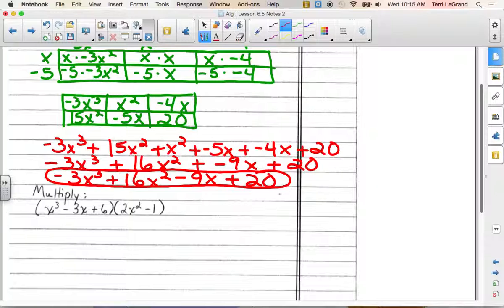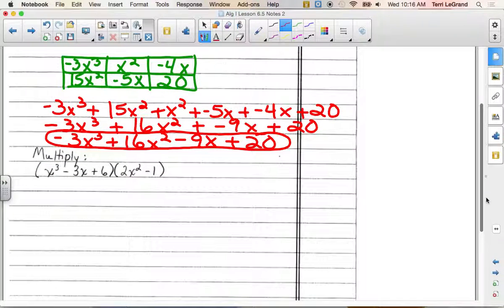Okay, you try the next one on your own. You need a rectangular array. I want you to practice this rectangular array. It doesn't mean you have to use it all the time, but I think you're going to find that it's a pretty efficient way to multiply. You keep things in order better. You don't lose things along the way. Anybody got questions that you need cleared up before you try to do this one on your own?